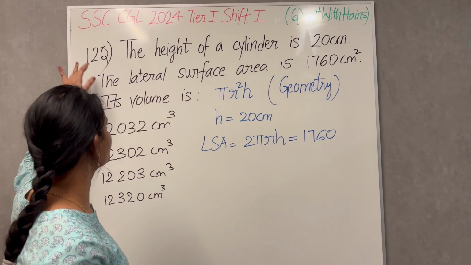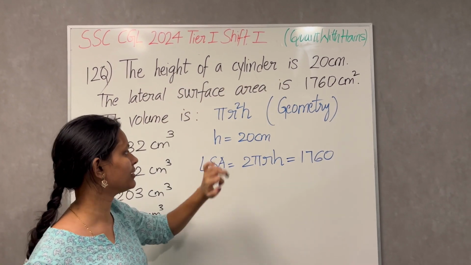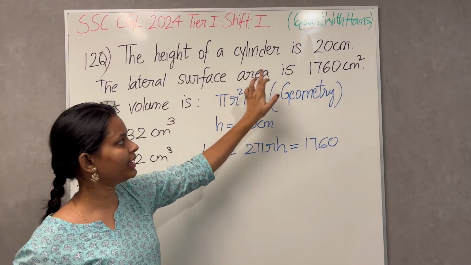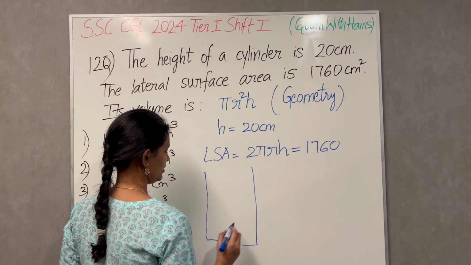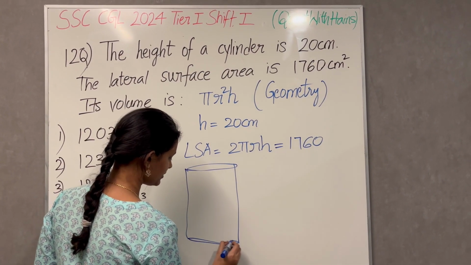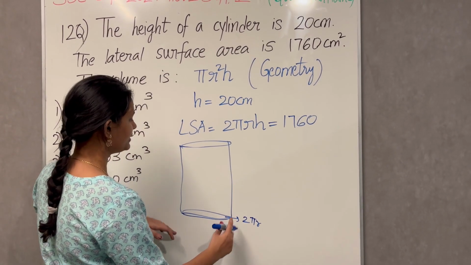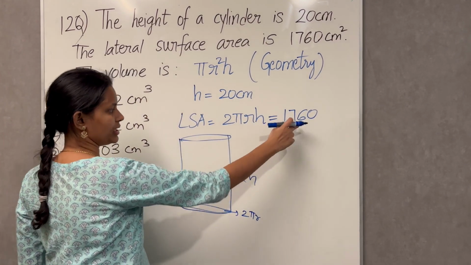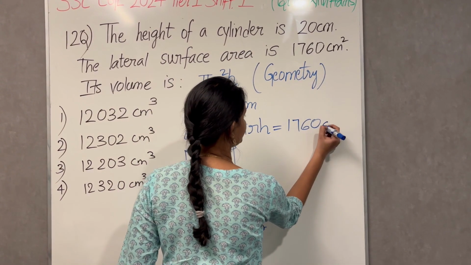Here let us understand the 12th question of SSC CGL 2024. The height of a cylinder is 20 centimeters. The lateral surface area is 1760 centimeters square. This is a cylinder. So this is 2 pi r, the circumference of a circle. Like that we need to add h times. So into h, that is 2 pi r h is given as 1760 centimeters square.